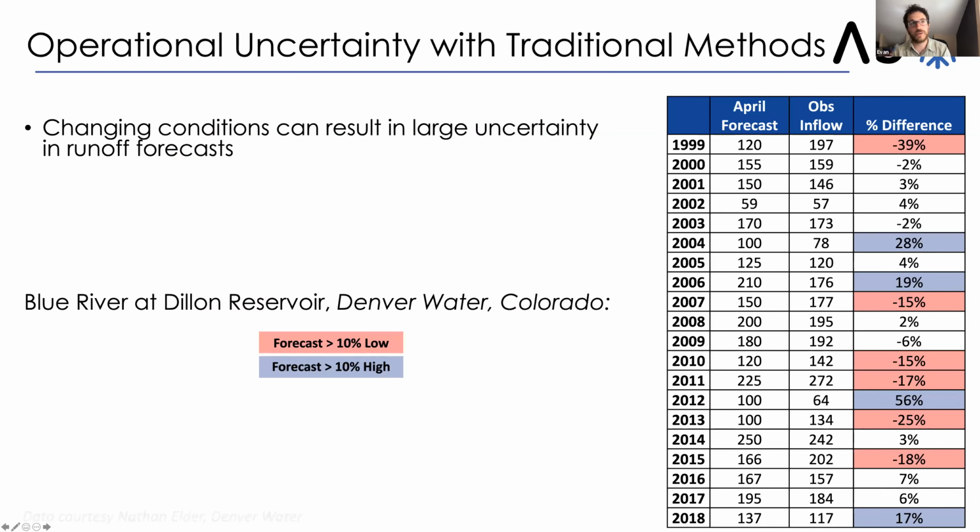This doesn't always work. Just as an example, this table on the right here is showing you forecasted inflows into Dillon Reservoir, which is in Colorado, and the observed inflow and the differences. And you can see that these kind of traditional methods, sometimes they work fine, and other times there are really, really substantial errors that cause big impacts to society.